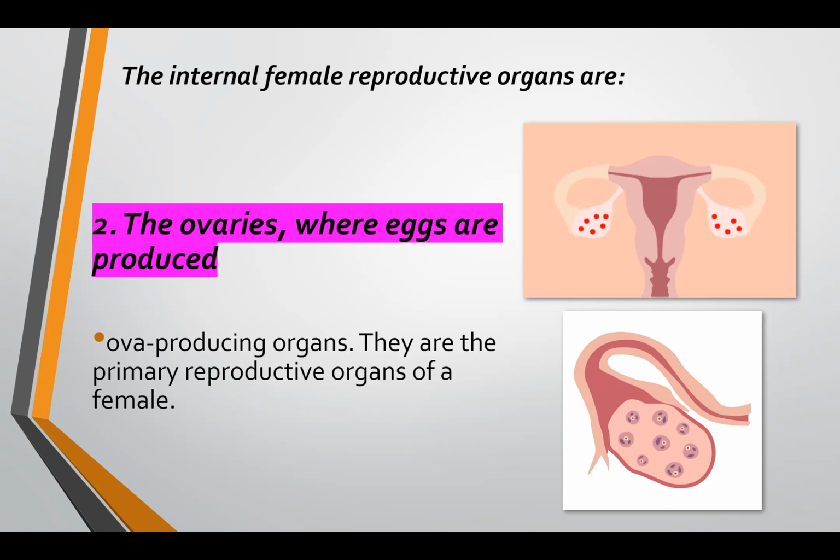Ovaries. What do the ovaries produce? Eggs. Okay, very good. Good job.